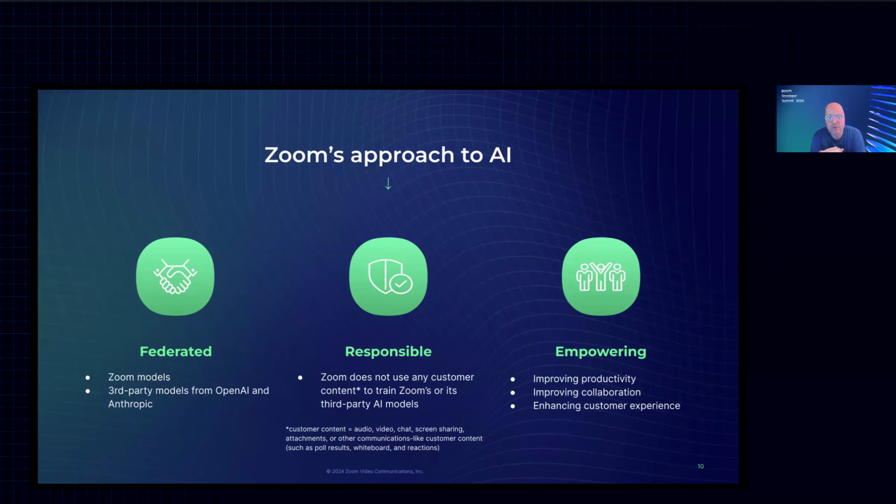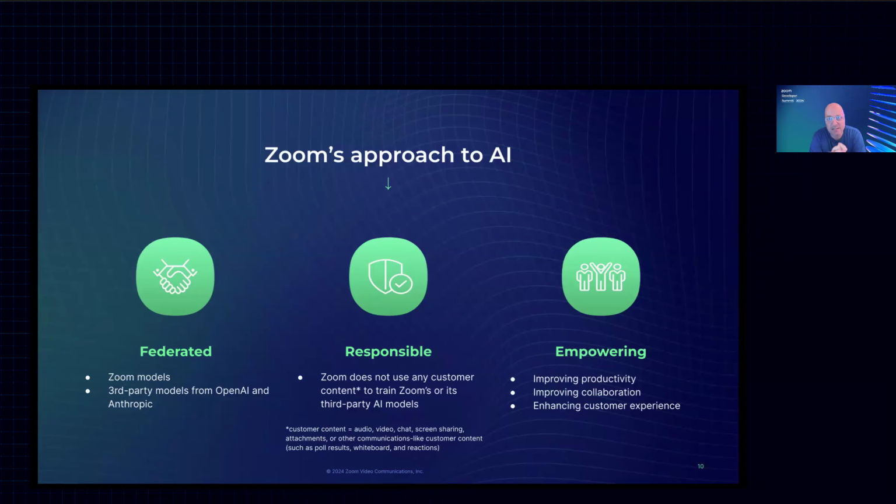There are three pillars to Zoom's approach to AI. The first pillar is that we have an approach to federation. That means we don't just use our own Zoom-hosted models, as we like to say it. We also use third-party models from OpenAI and Anthropic, because not every model is equally well suited to answer questions given a certain context. That's why it's important to use more than one model given the context that you're in, to make sure that you're always providing the highest accuracy of the responses to the questions.